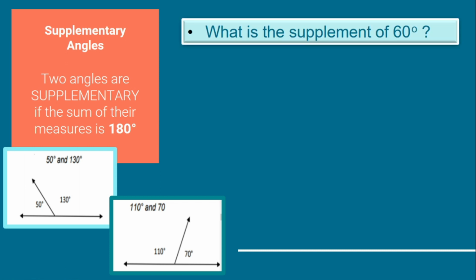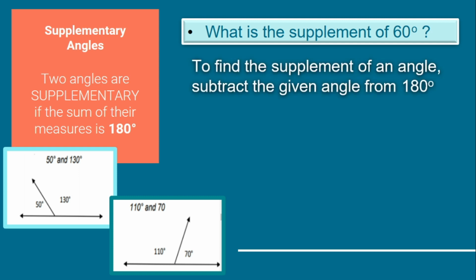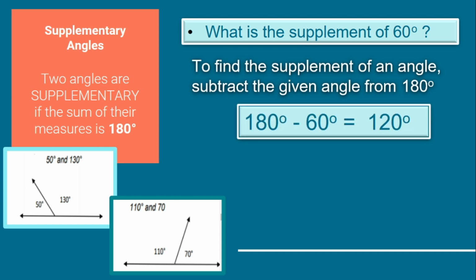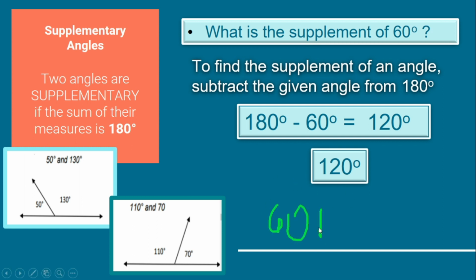Another, what is the supplement of 60 degrees? Again, to find the supplement of an angle, just subtract the given angle from 180 degrees. So 180 minus 60 degrees is equal to 120 degrees. Therefore, the supplement of 60 degrees is 120 degrees because 60 plus 120 is equal to 180. Okay? So meaning to say they are supplementary angles.